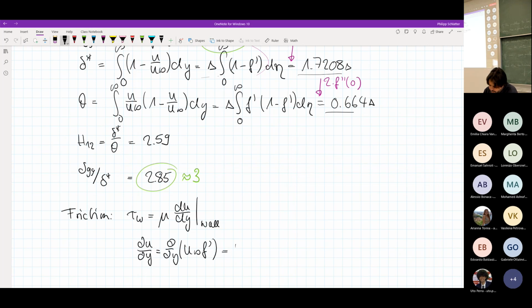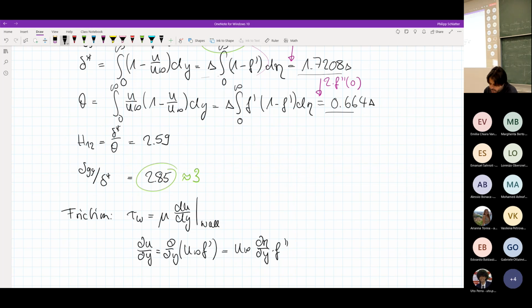And of course this becomes u infinity times d eta dy times f double prime, doing that properly with all the chain rule. And that becomes u infinity times the square root of u infinity over nu x times f double prime. So if I put everything back, I will get then for my wall shear stress, mu times u infinity times the square root of u infinity over nu x times f double prime at 0. So this was only du dy, but now I would like to evaluate du dy at the wall.